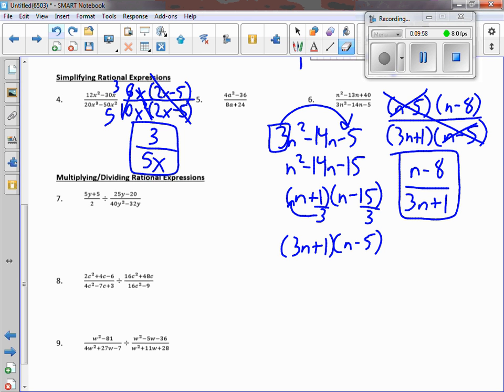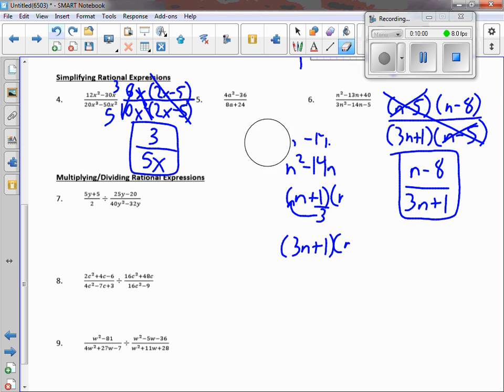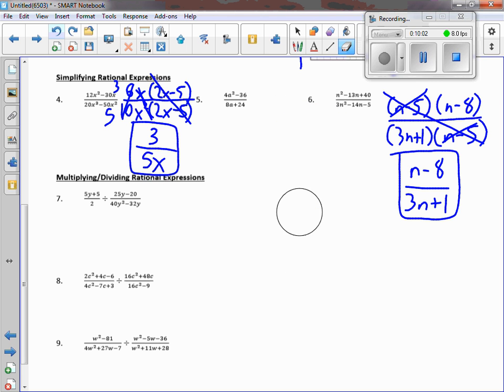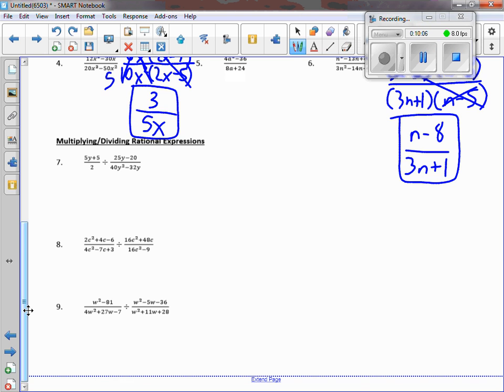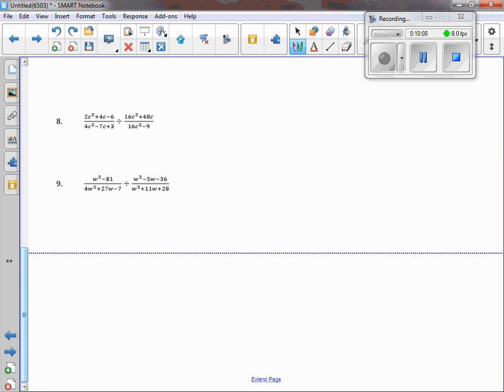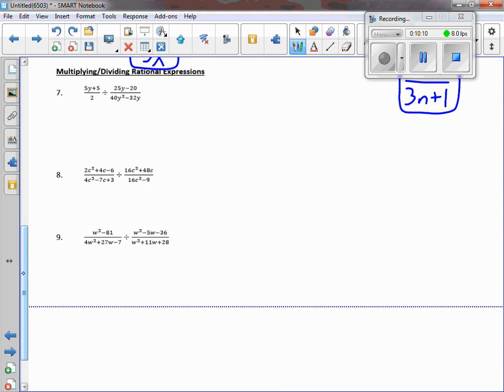Again, I'll erase this to give us some more room to work on these problems on the bottom here. Seven, 8, and 9 is division. We're only going to focus on division next today. We'll worry about adding and subtracting on part 4, which is coming soon. So again, rule number 1, factor everything.